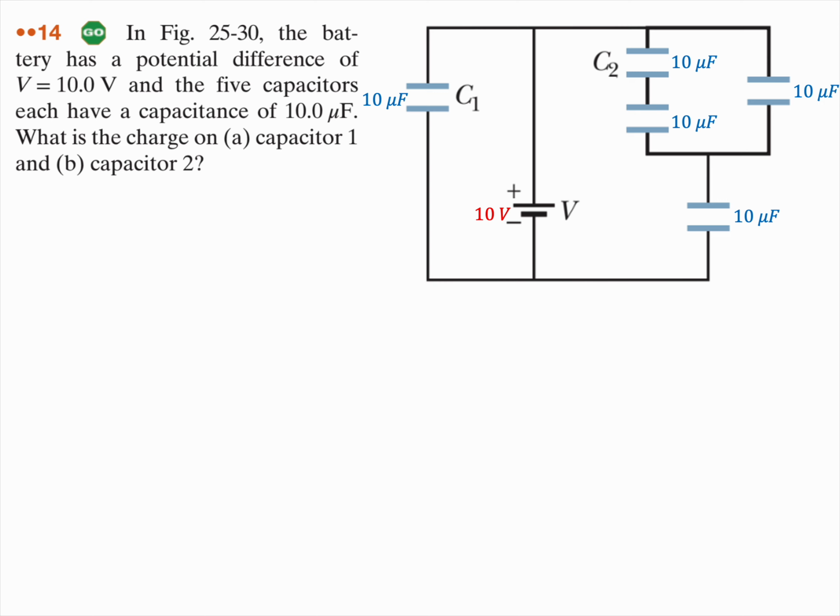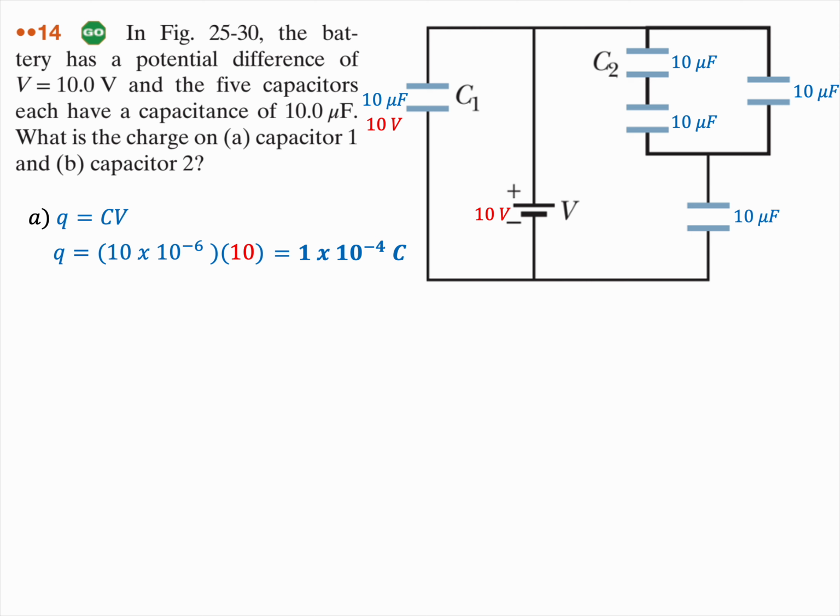Why? C1 is connected directly across the battery, which means it's eventually going to charge up to 10 volts, the same potential that's on the battery. We can use Q equals CV, just rearranging the capacitance equation, which is charge over voltage, and simply plug in the values. 10 microfarads, 10 to the minus sixth, times the voltage, 10 volts, gives us 1 times 10 to the minus fourth coulombs. And that's the answer to part A.